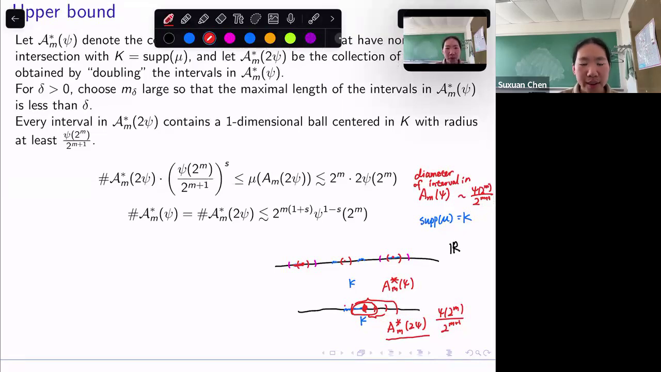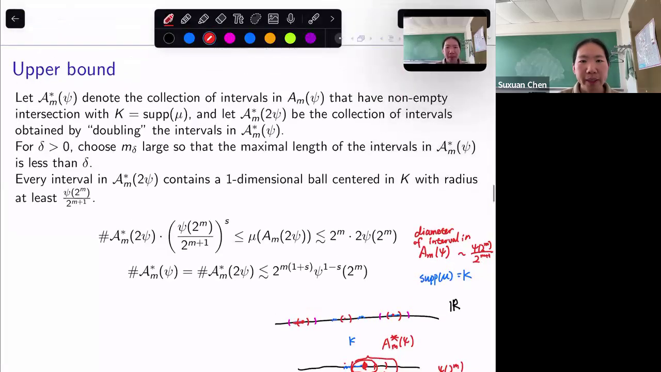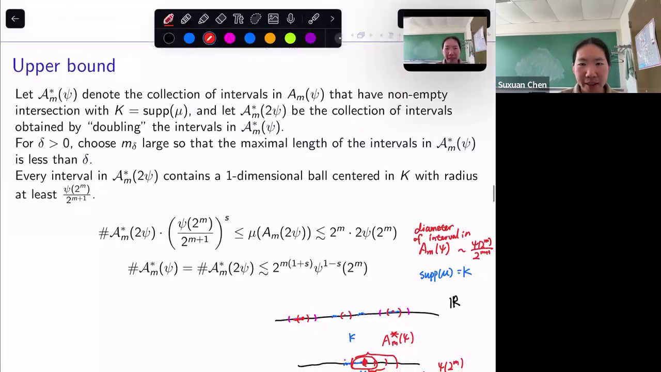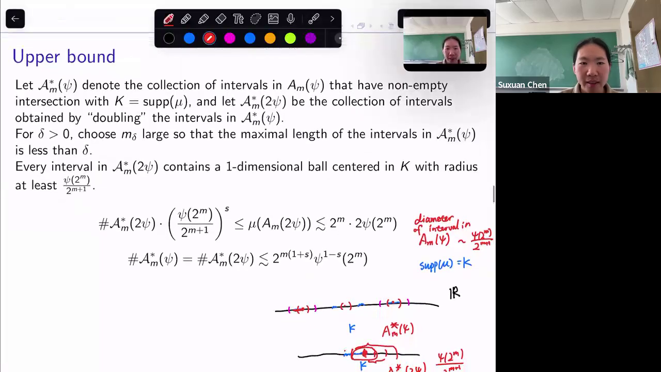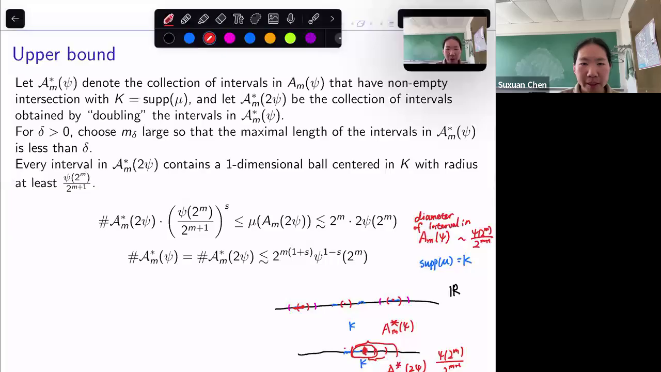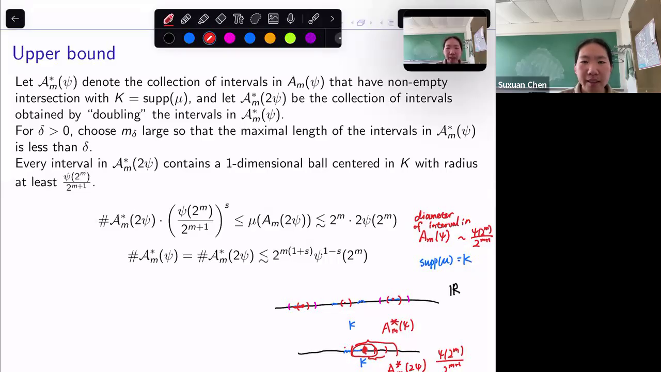And so that's the reason we want to double the radius of intervals in AM star psi to get AM star 2 psi, and it contains a one-dimensional ball centered in K with radius at least the radius of the one-dimensional balls inside AM star psi.